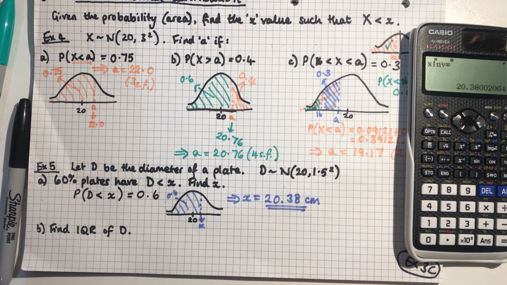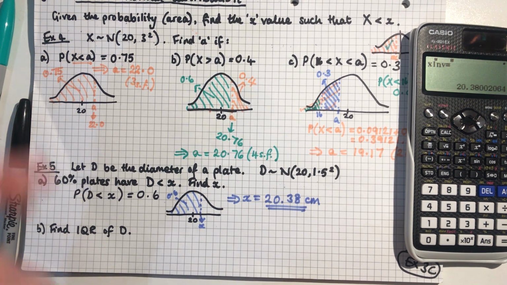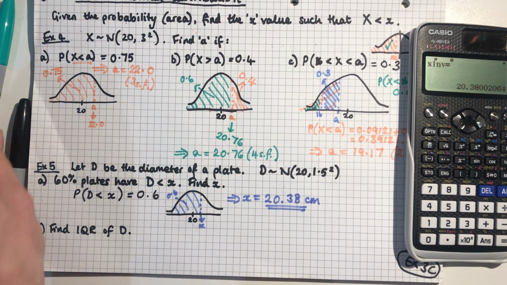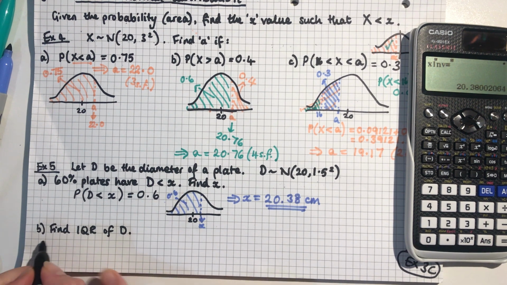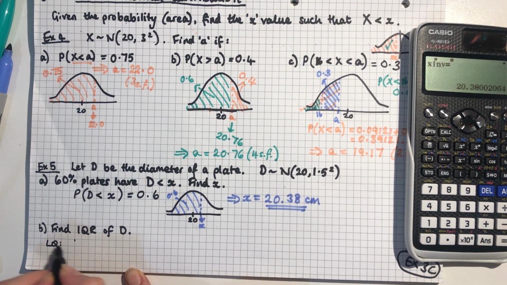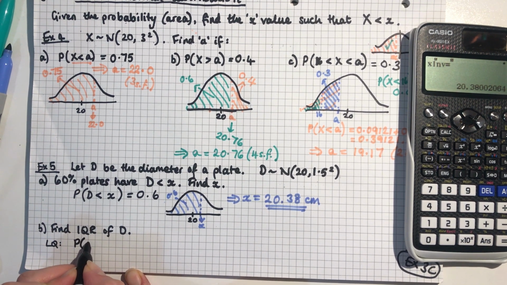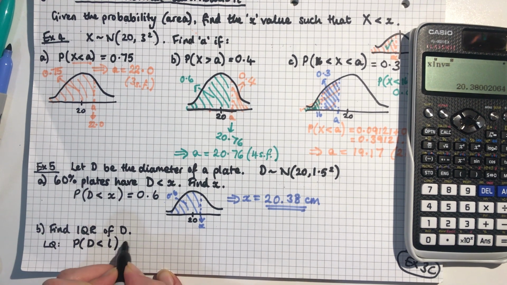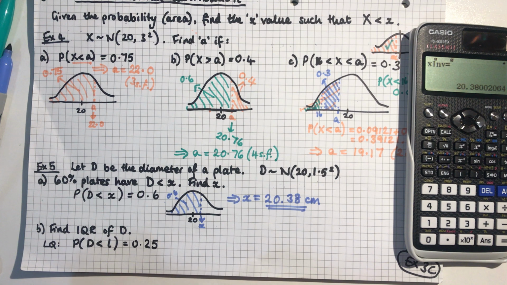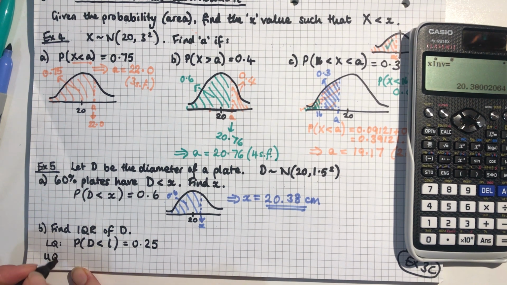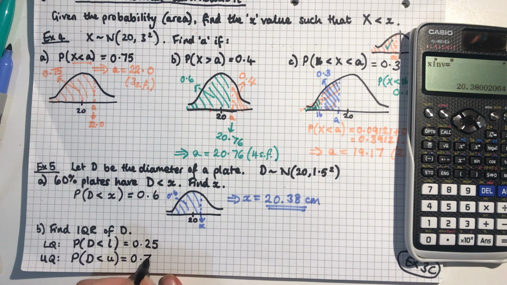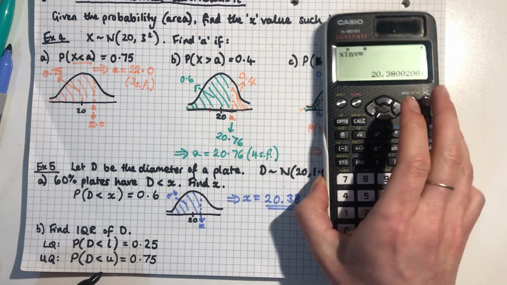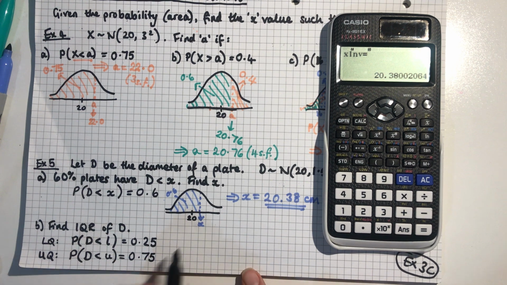And now in part B, we're asked to find the interquartile range of this distribution. So here's the thing. When you're dealing with interquartile range, you need to remember that for the lower quartile, let's call it L, the probability that D is less than the lower quartile L is 0.25, because that's literally the definition of the lower quartile, isn't it? For the upper quartile, the probability that the diameter is less than that upper quartile is 0.75, because again, that's just the definition of the upper quartile. So we can find the lower and the upper quartiles using our inverse normal distribution function on the calculator. Let's do that.